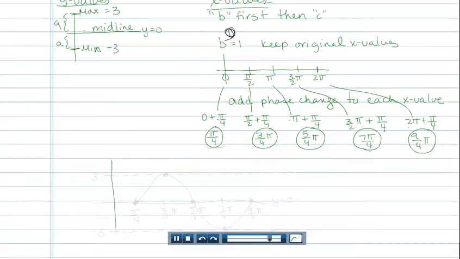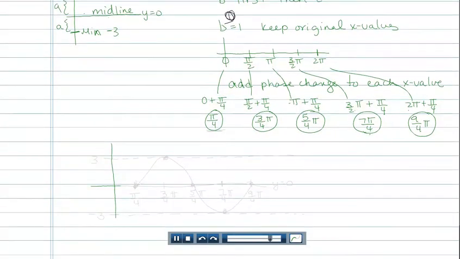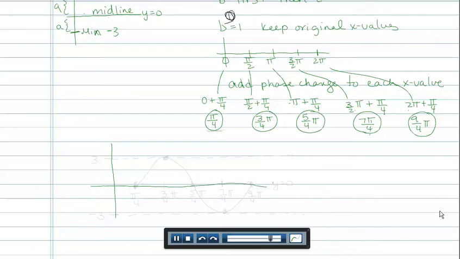So then you go ahead and you sketch. And we know the midline is y equals 0. We know the maximum is going to be 3. We know the minimum is going to be negative 3. And I'm going to sketch a dashed line so that we know where we're going to hit max and min. We're not starting at 0, we're starting at pi over 4. So I'm just going to put pi over 4 over here.